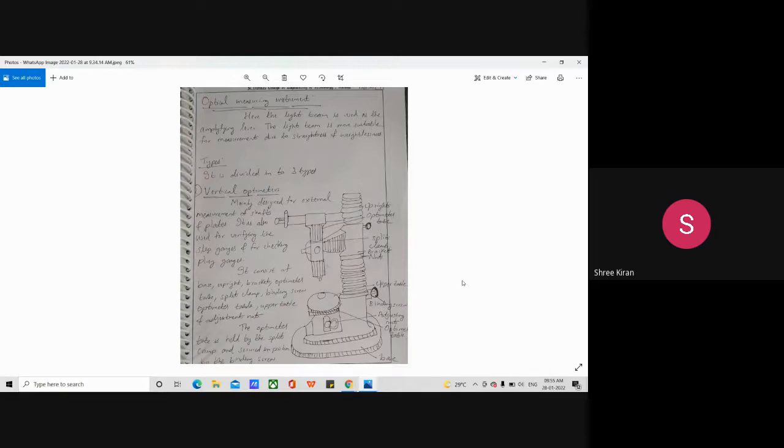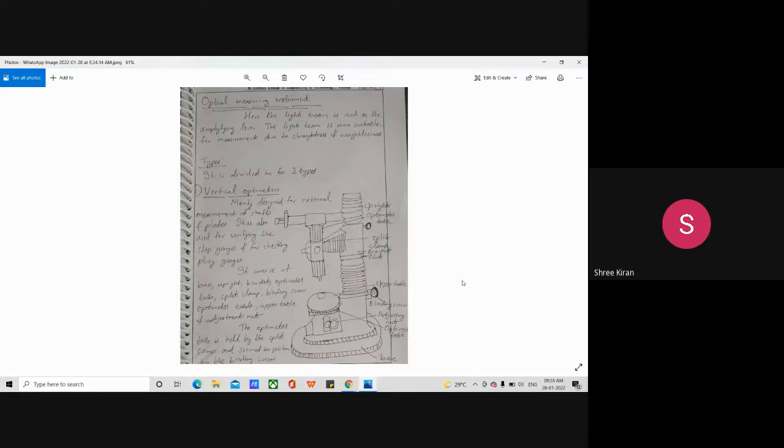The first one is the vertical optimeter. This instrument is mainly designed for external measurements of shafts and plates. Then it is also used for verifying the slip gauges and for checking the plug gauges.